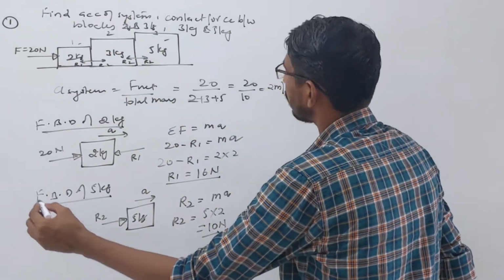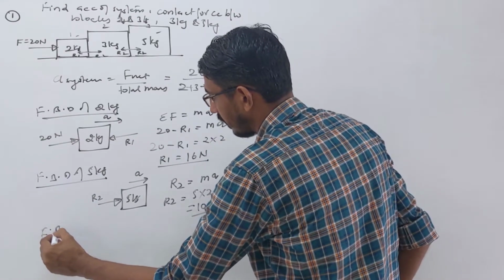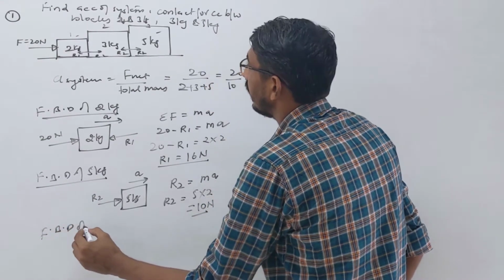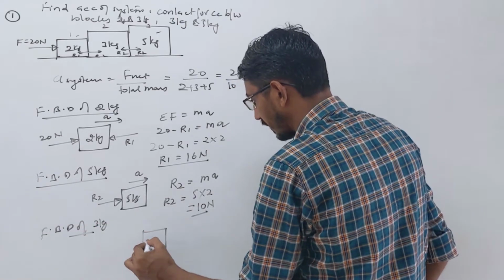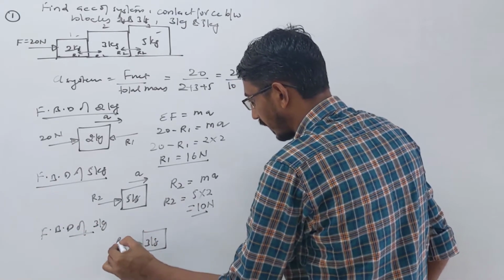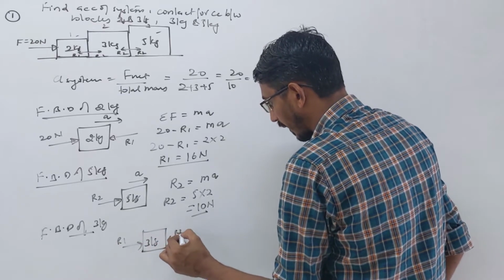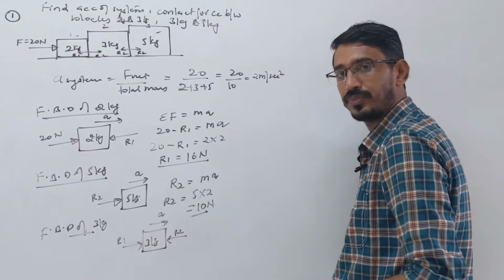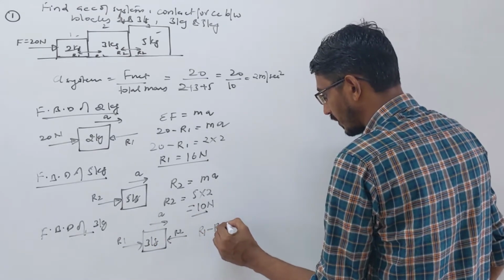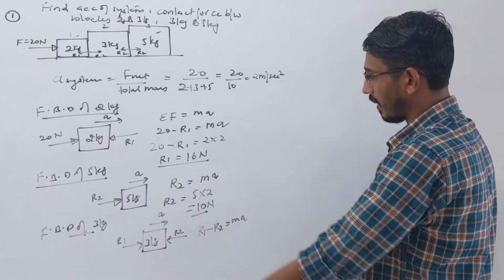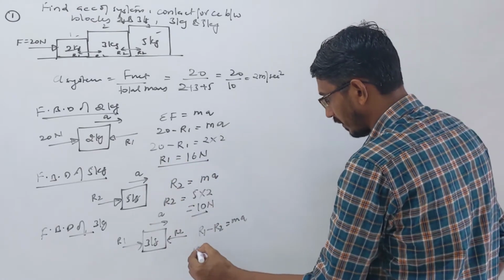Let's take this. Suppose you take FBD of the 3 kg block. When you take 3 kg, let's write the forces acting here. This is 3 kg. This side is R1 acting, that side R2 acting, and it is accelerating in this direction. Moving in this direction, so that force is bigger. So you write R1 minus R2 is equal to what? Ma. R1 already you have calculated here, 16.